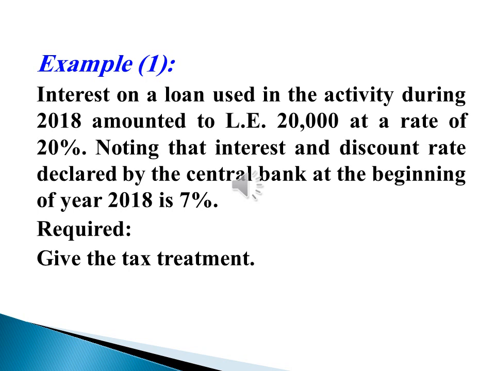Example 1. Interest on a loan used in the activity during year 2018 amounted to 20,000 livres Egyptian at a rate of 20%. Noting that the credit and discount rate declared by the central bank at the beginning of year 2018 is 7%. Required, give the tax treatment.